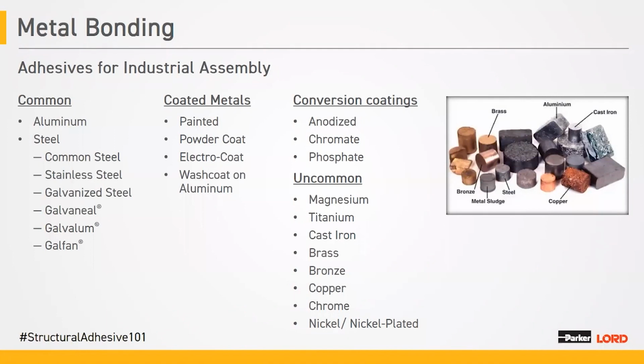So when we talk about metal bonding and some of the adhesives out there, a lot of times we'll see a lot of different common materials that we're very accustomed with. So the aluminums, the steels, maybe a common steel or a stainless steel, like a galvanized or galvanneal, galvalume, galfan, those are some of the trade names. We might see painted metals such as powder coated, electrocoated, or even a wash coat on aluminum. Conversion coatings such as anodized, phosphated, or chromate conversion coatings. Some of the less common ones we might see are magnesium, titanium, cast iron, bronze, brass, copper, etc. We certainly work with those and have solutions to those, but this is just a good idea on some of the materials that we've worked with in the past.